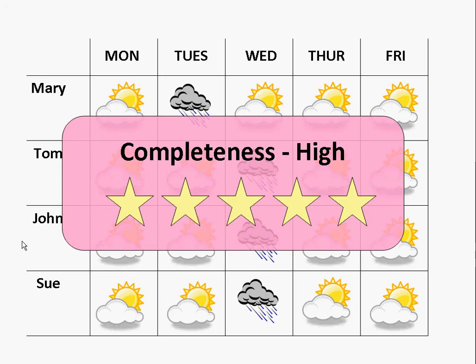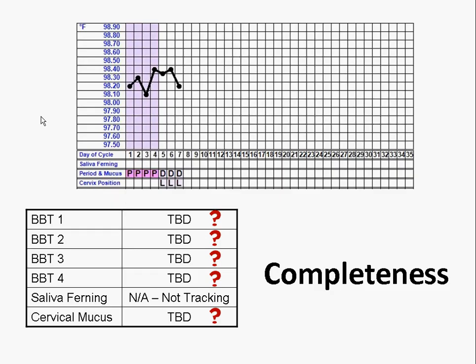To apply this to an ovulation chart, let's look at this one. In this case, the ovulation chart is very early, and it's early in the cycle, so not much information has been recorded yet. As a result, the different analysis techniques have not been able to come up with an ovulation date yet. Therefore, we would say that the completeness is low.